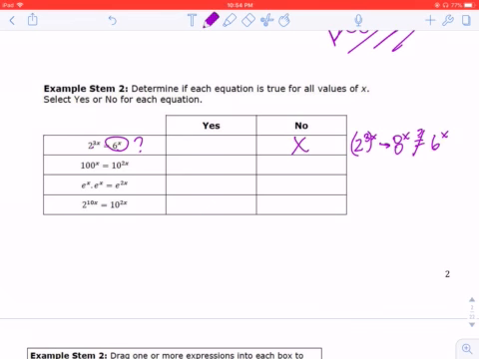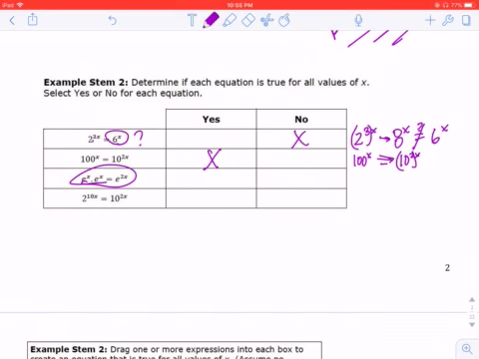On the other hand, here I have 100 to the power of x, and I want to know if that's equivalent to 10 to the power of 2x. And I know that 10 to the power of 2 is 100, and so I know that those are equal to each other. I'm going to mark yes.